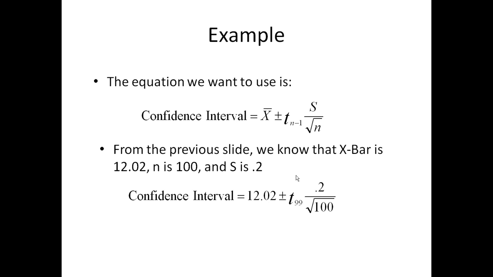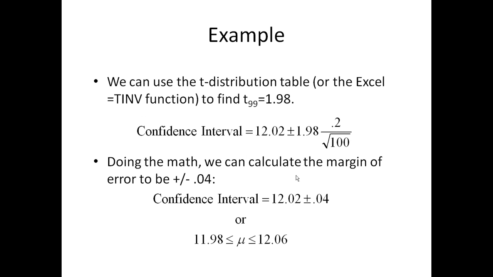Now, the previous slide had all the information for x bar, n, and s. We can just plug those numbers right in. Now we need to find a value for T99. Where are we going to get T99 from? We can use a t-distribution table like you'll find in just about any statistics textbook. There's dozens, if not hundreds, of t-distribution calculators online. Excel has one built into it. However you do it, you're going to generally find that T99 is equal to 1.98.